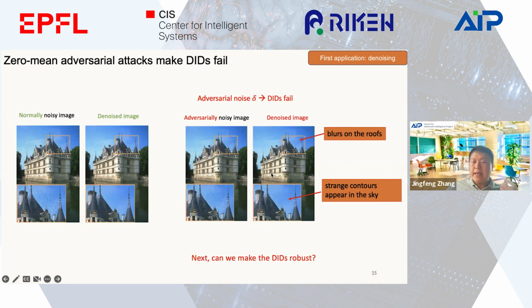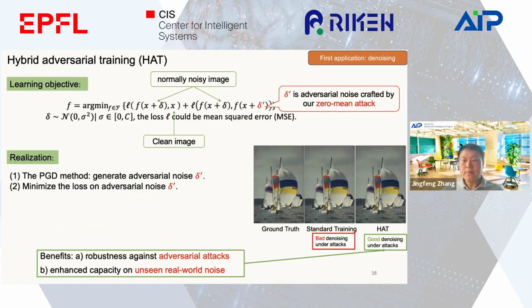Next, can we make the deep image denoiser robust? The solution is adversarial training. We add an additional loss term to encourage the output of the adversarially noisy image to be similar to the output of the normally noisy image. Therefore, we train a deep image denoiser using both adversarially noisy images and naturally noisy images to ensure the reconstruction quality is high and the reconstruction is robust.